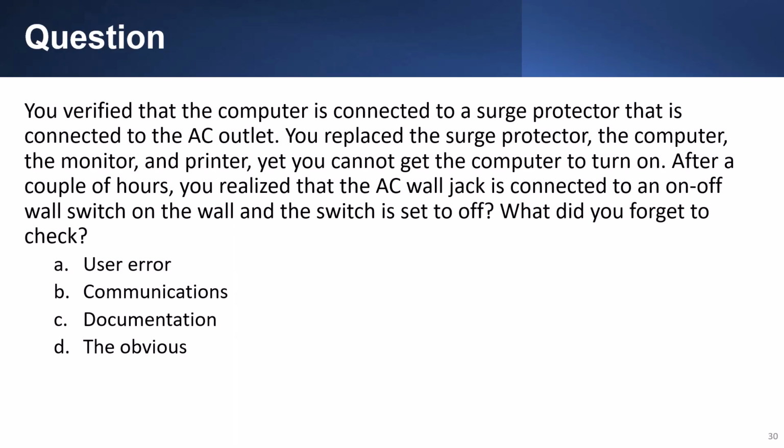Question: You verified that the computer is connected to a surge protector that is connected to the AC outlet. You replace the surge protector, the computer, the monitor, and the printer, yet you cannot get the computer to turn on. After a couple of hours, you realize that the AC wall jack is connected to an on-off wall switch. What did you forget to check? Answer: The obvious. Make sure you check the obvious, because the obvious is the simple things that are often overlooked. While this problem may be new to you, by the time you have completed your A+ certification, this should be obvious to you.